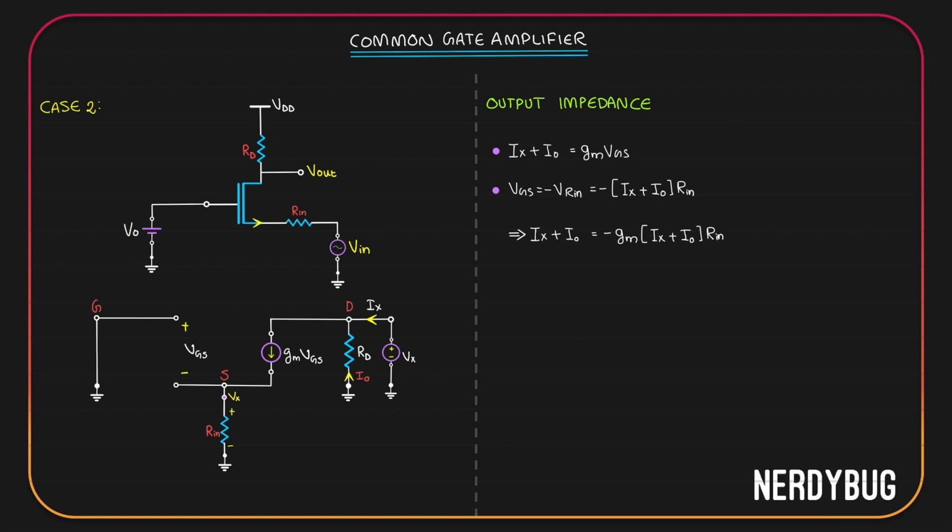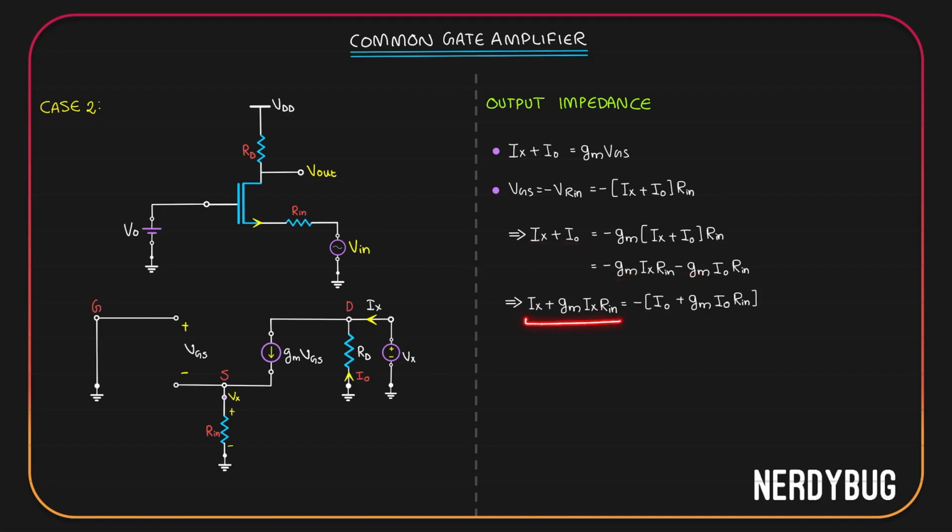This gives me Ix plus I naught is equal to negative of Gm multiplied by Ix plus I naught multiplied by Rin. Let us open this bracket. Minus Gm Ix Rin minus Gm I naught Rin. We have Ix here, we have minus Gm Ix Rin here. We have I naught here, minus Gm I naught Rin here. Let us group these two terms together and these two terms together.